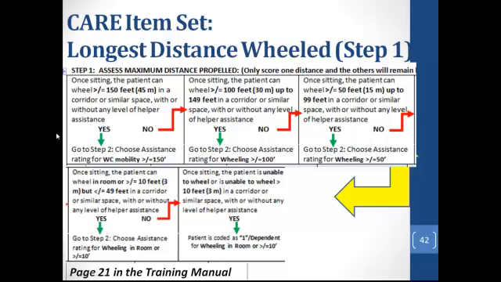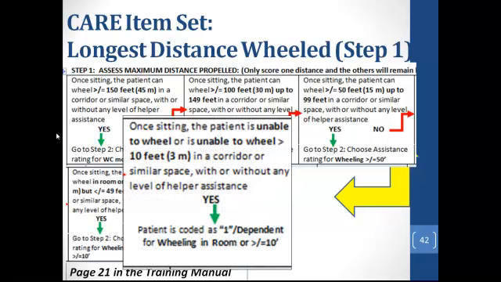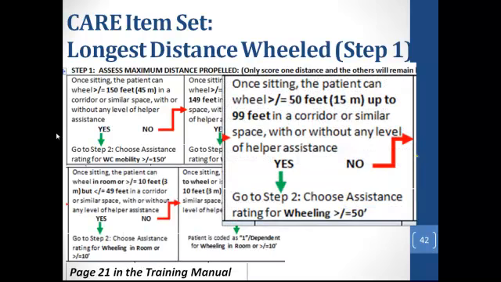This algorithm is on page 21 of your training manual. Essentially, you should determine the best score using these steps. Ask yourself, how far did my patient wheel? Then ask, how much assistance did they require? So, if your patient wheels less than 10 feet, you are done. Your score is dependent, or a 1, for wheeling in room or greater than or equal to 10 feet. But if your patient wheels 55 feet on evaluation, then your distance would be scored for wheeling greater than or equal to 50 feet up to 99 feet. The next step then would be to choose your level of assistance.